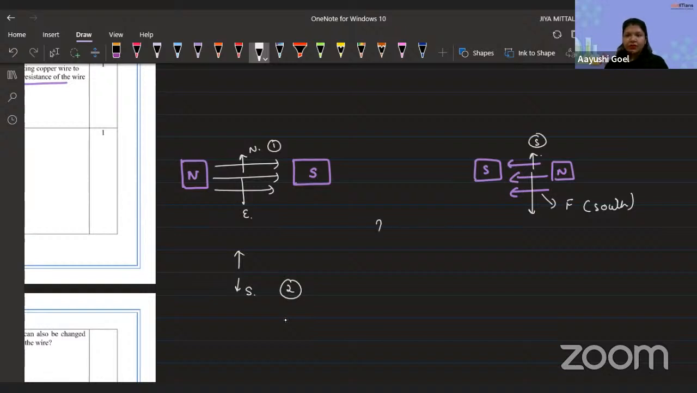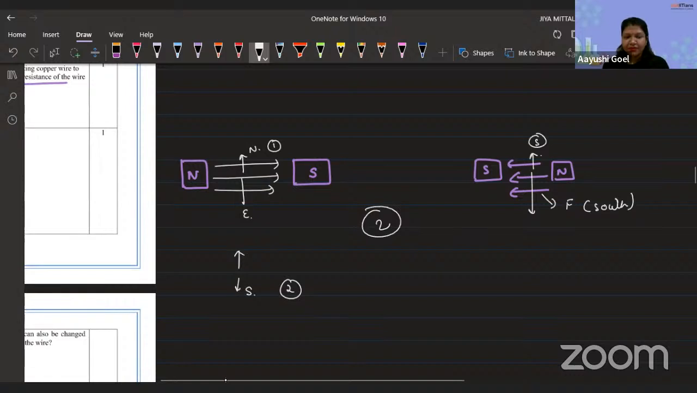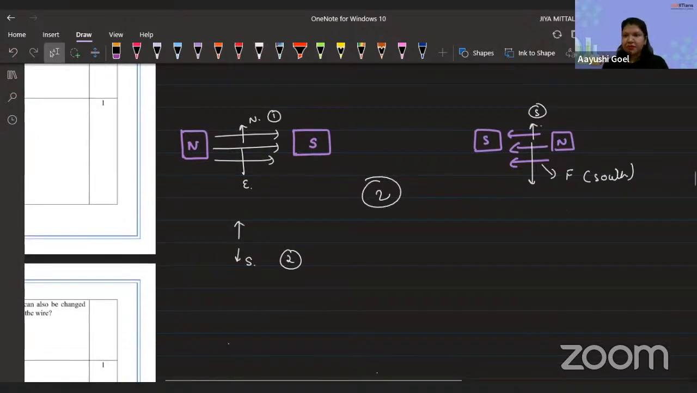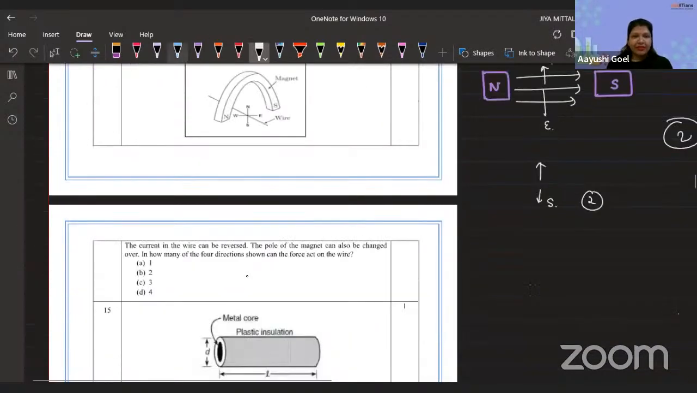So the answer will be 2. There will be 2 different directions. So the answer is 2. I hope you have understood. Okay, no issues.